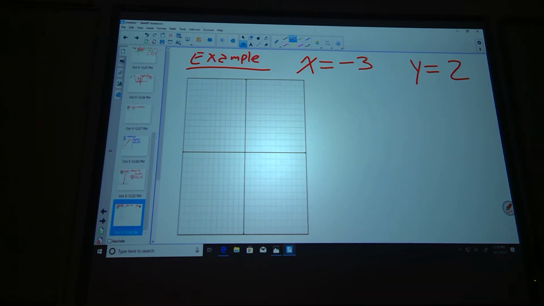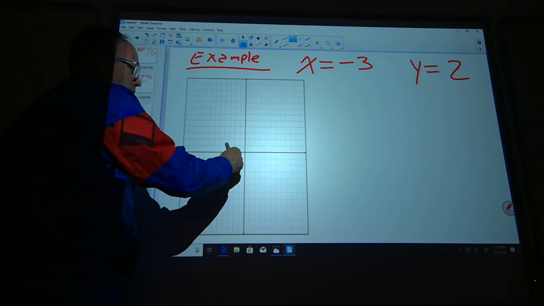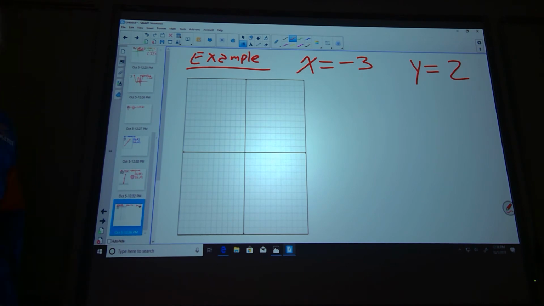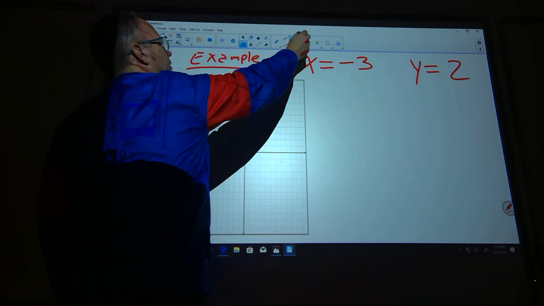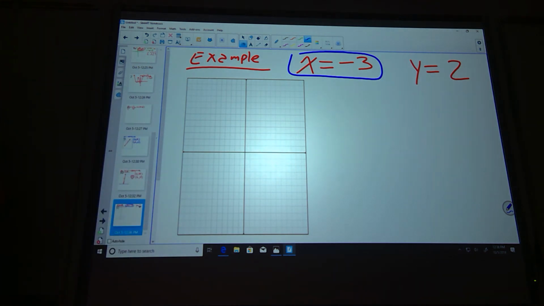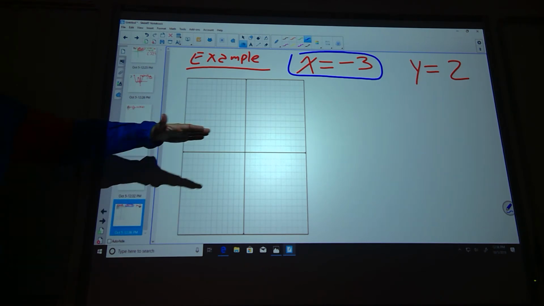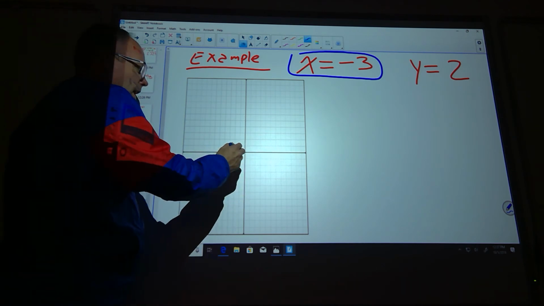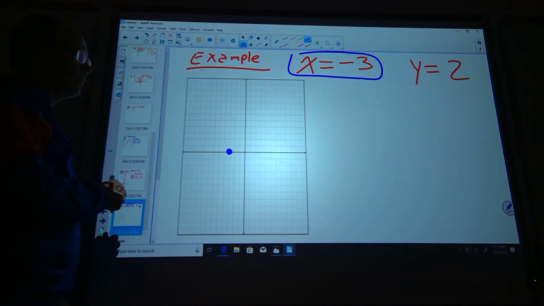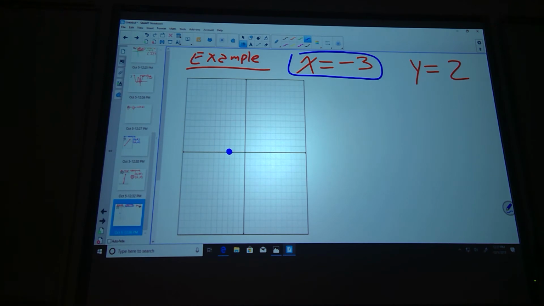So where is x equals -3? Do I count 1, 2, 3 this way, or do I go up, or I go right, or I go down? What do you think? Where is this? Where do I count that? First off, where is x equals -3? Where would I even plot a point? Where? Right there. Everyone agree with that?